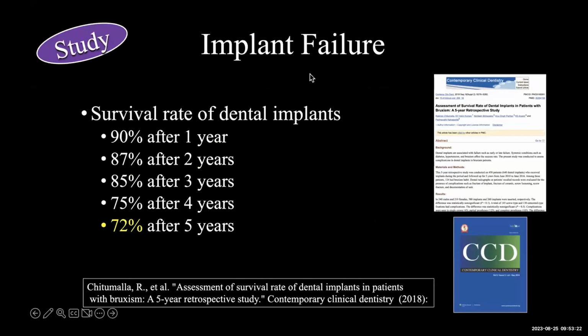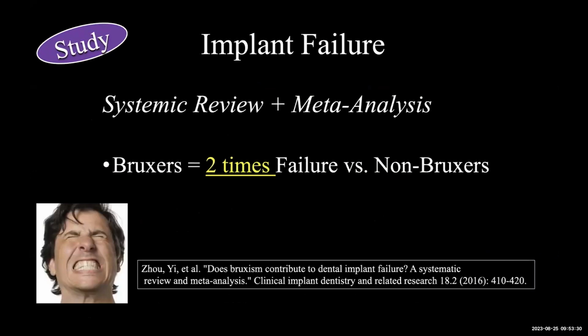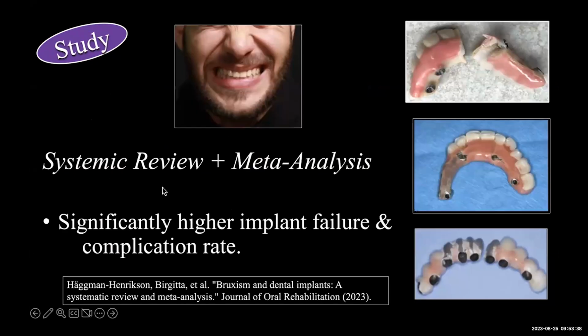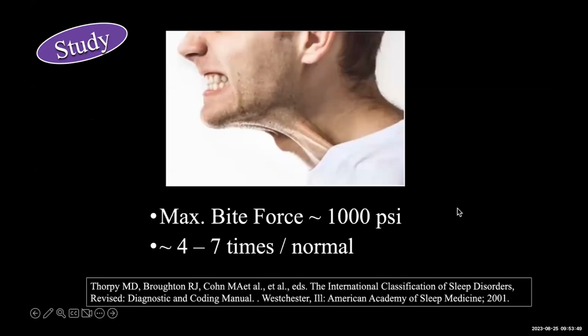Here's a study that shows patients with parafunction, survival rate at 5 years goes from 90% all the way to 72%. Here's a systematic review and meta-analysis. Bruxers, 2 times the failure rate versus non-bruxers. Here's another systematic review and meta-analysis, significantly higher implant failure. And what do we usually see? Prosthesis failures. So be very careful.